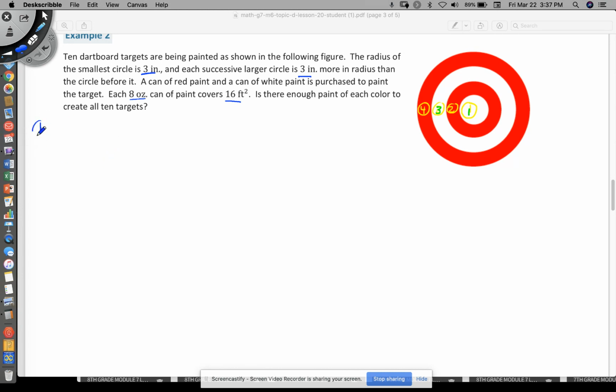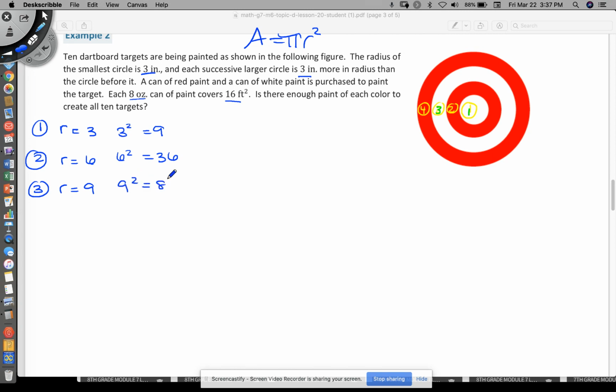So let's talk about circle 1. Circle 1 has a radius of 3 inches. Now, if you remember, area equals pi r squared. And I'm going to leave pi out of the equation for right now until we get to the end. So I'm just going to say 3 squared, which is going to give me 9. Now circle 2, my radius will be 3 more than that, so it's 6. 6 squared is going to give me 36. Circle 3 is a radius of 3 more, which is 9. 9 squared is going to give me 81.